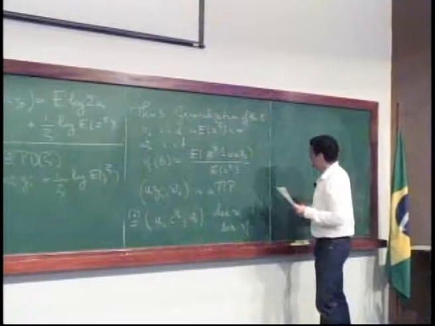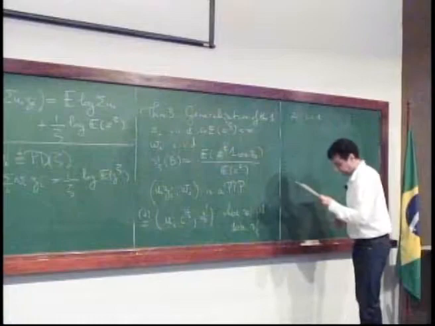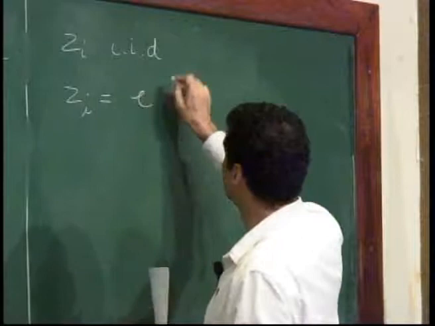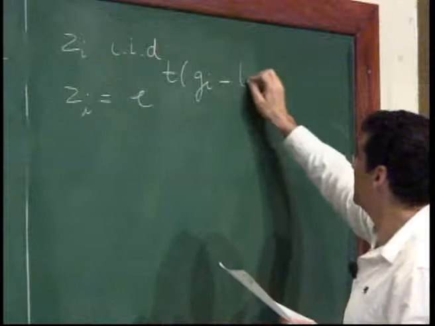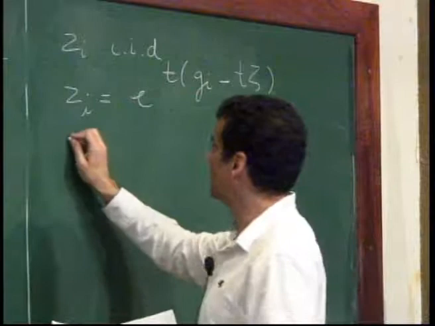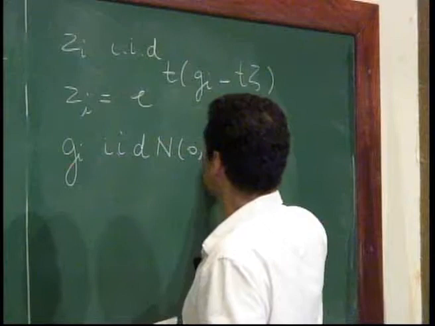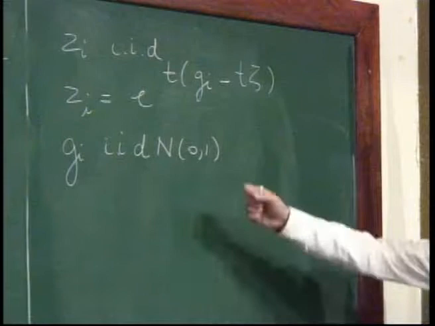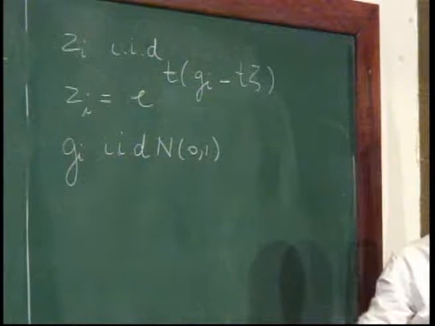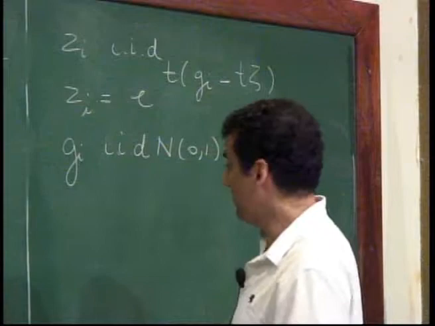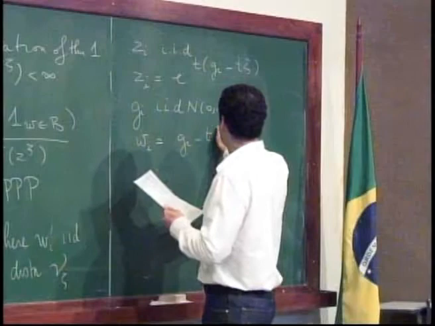Let's take the Zi's to be IID and define them like this: Zi is exponential of t times Gi minus t zeta, where the Gi's are IID N(0,1). So the Zi's are essentially exponential of Gaussian, like what I showed for the spin glasses. And I take now what I call the Wi's to be simply these Gi's minus t zeta. These are normalizing factors, right? You essentially take exponential of t Gi.